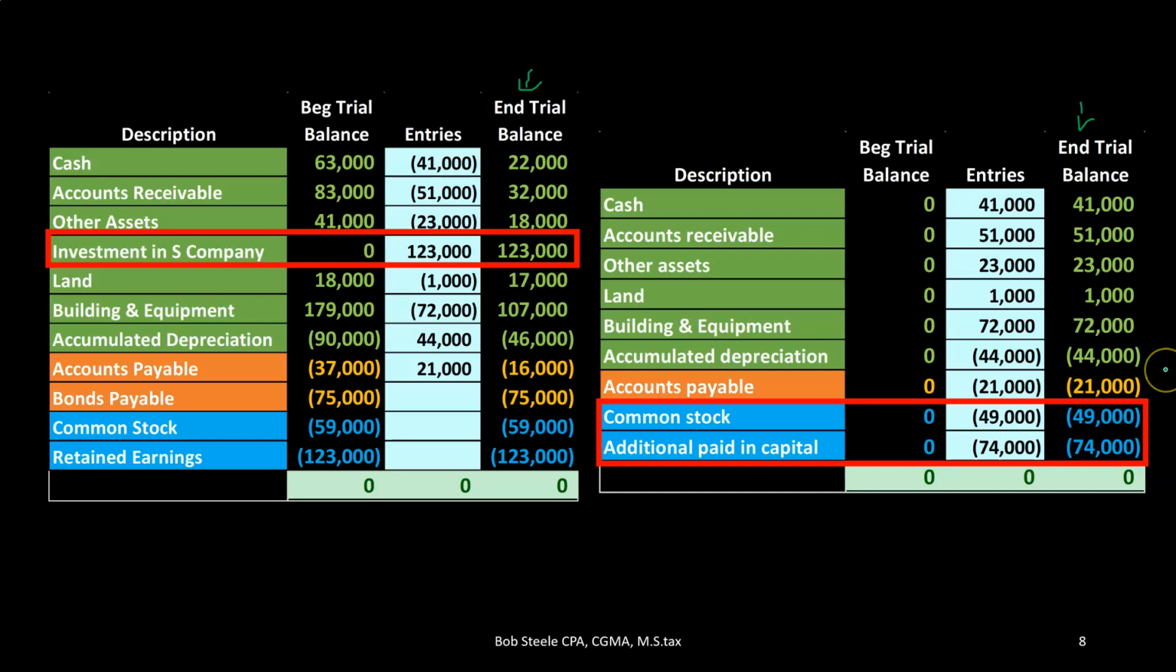You can also think of it as two sides of the coin. You're going to say, well, the assets represent assets that are held by the company, and then who has a claim to those assets? Well, you've got the third-party people, and that's going to be the liabilities, and then the owners. And again, the only owner, 100% owned, is going to be the parent company, and therefore the investment in S company over here is reflecting the equity section on this side, the $49,000 and the $74,000 equaling the $123,000.